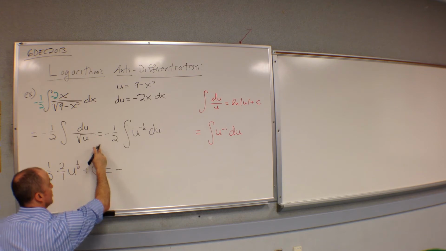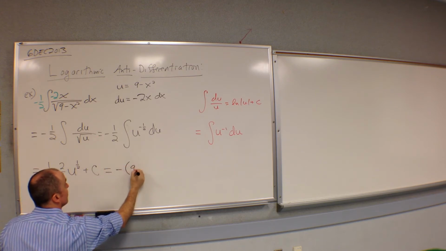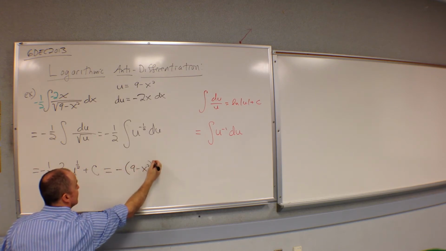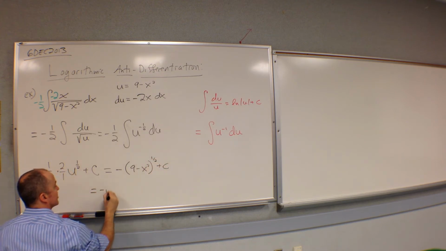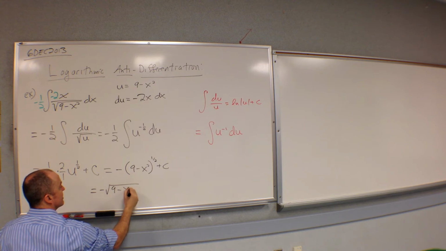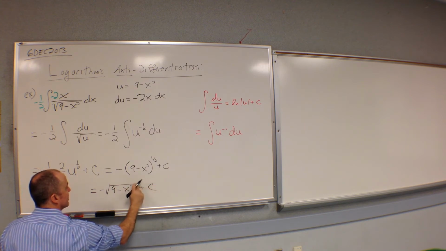Let's go back to what u was. u was 9 minus x squared. That's to the 1/2 power plus c. So your final answer is negative square root 9 minus x squared plus c.